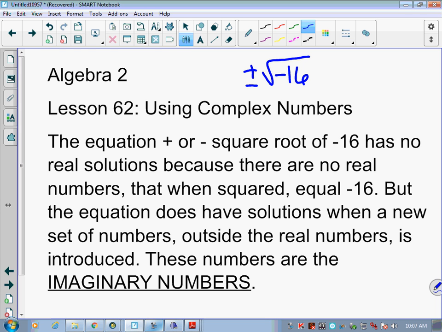Okay, so if we take a negative number and square it, we still get a positive number. So is it possible to square a number and get a negative? No. So that's why we're talking about imaginary numbers here. There are no numbers that when squared are going to equal negative 16, or for that matter, a negative number. But the equation does have solutions when a new set of numbers outside of the real numbers is introduced, and these numbers are imaginary numbers, which is why I've capitalized it and underlined it.